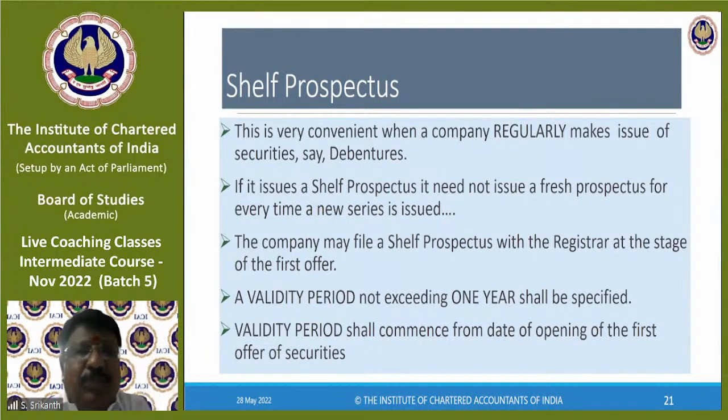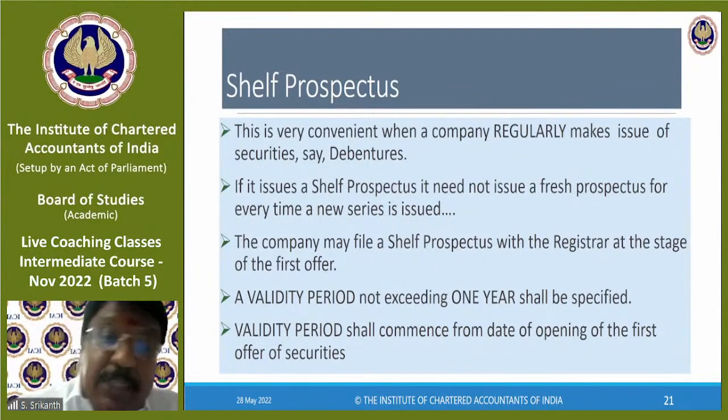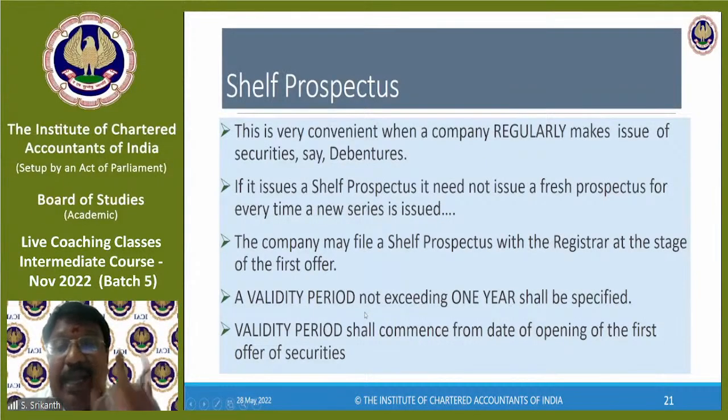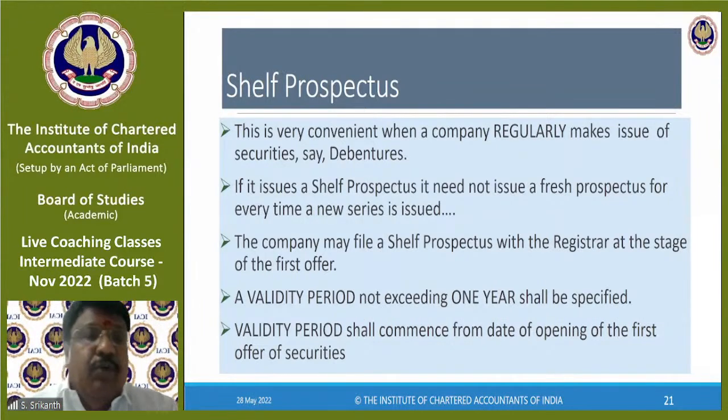If it issues a shelf prospectus, it need not issue a fresh prospectus every time a new series is issued. So at the time of the first offer, they will file the shelf prospectus. But still, they cannot give it indefinitely. For a normal prospectus, the validity period is 90 days. Here, for a shelf prospectus, a validity period not exceeding 1 year shall be specified. The validity period shall commence from the date of opening of the first offer of securities.